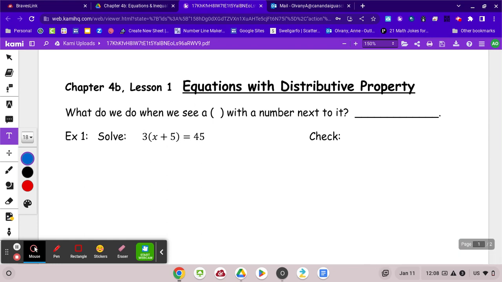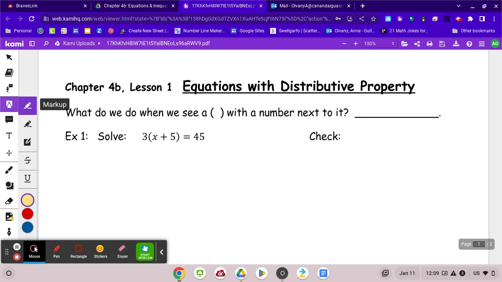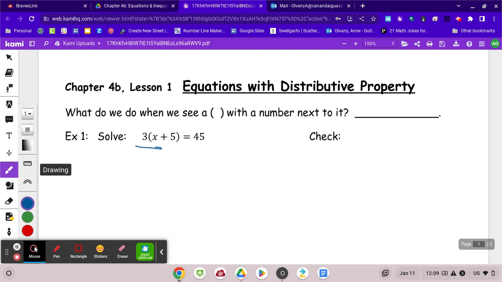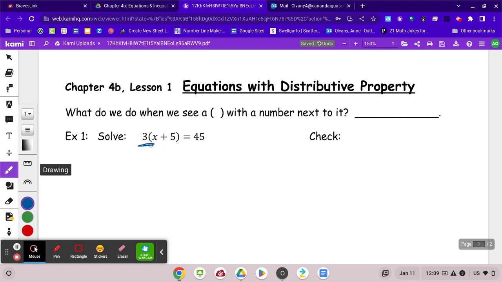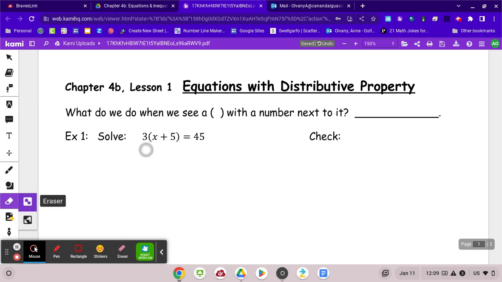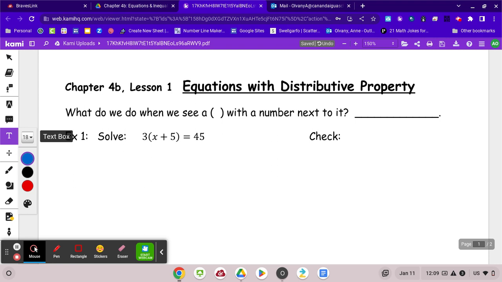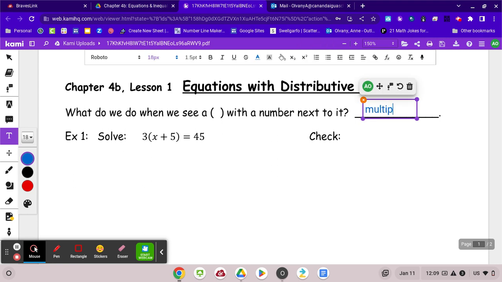All right, so chapter 4B, lesson 1. You guys have seen problems with parentheses before. If you can think back when we had a number right next to a parenthesis like this. Sorry, I'm trying to get this to write. Trying out things. When we have a number right next to a parenthesis, if you can remember back, that tells us that we're going to multiply. What do we do when we see a parenthesis with a number next to it? We multiply.